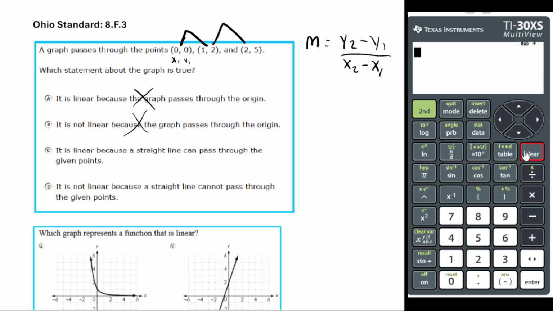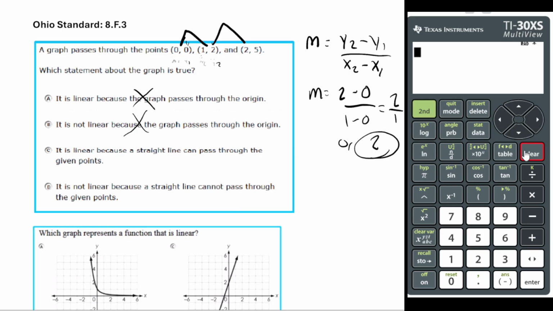So let's take a look at our first set of points. (0, 0) is x1, y1, and (1, 2) is x2, y2. So y2, in this case, would be 2, y1 would be 0. 2 minus 0. x2 would be 1, x1 would be 0. That gives us a slope of 2 over 1, or a slope of 2.